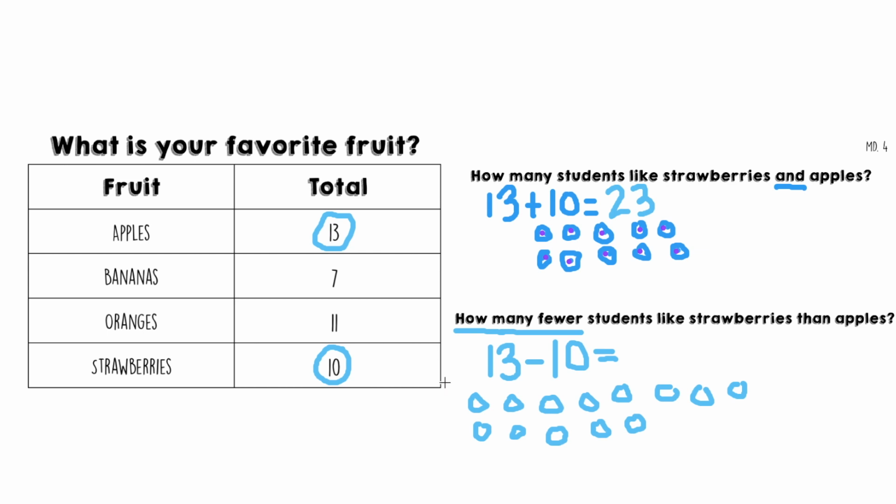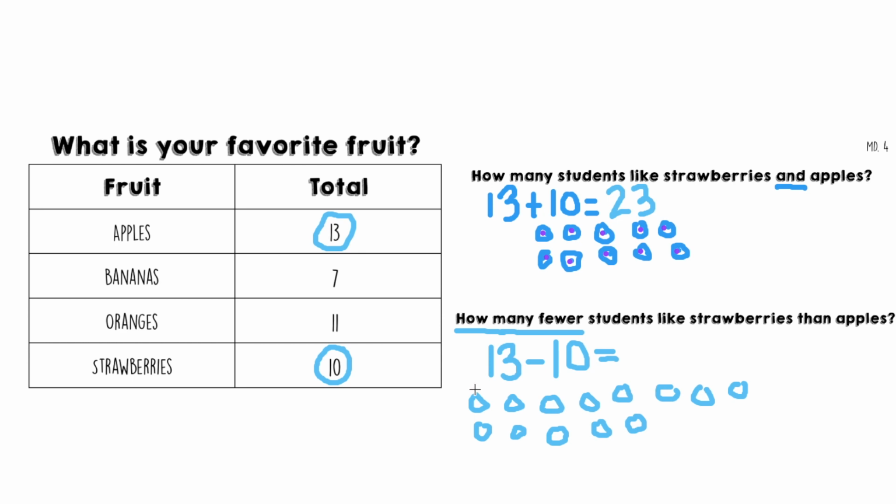And then we're going to see how many apples are left without a partner. That's how we can determine how many fewer students like strawberries than apples. So remember, we're going to cross out 10 of these partners or 10 of these circles to see how many of them are left with no partner. That's the same as us subtracting.